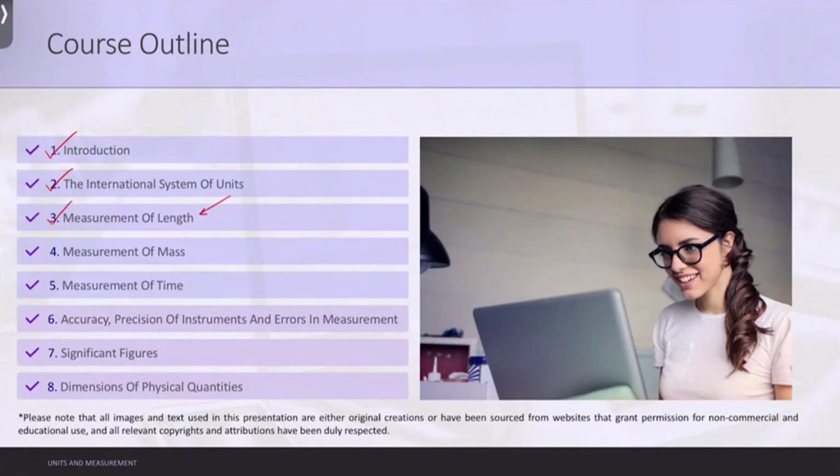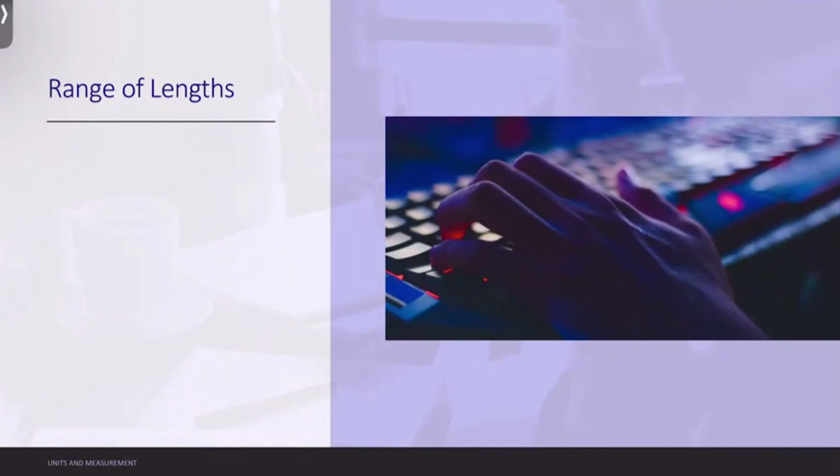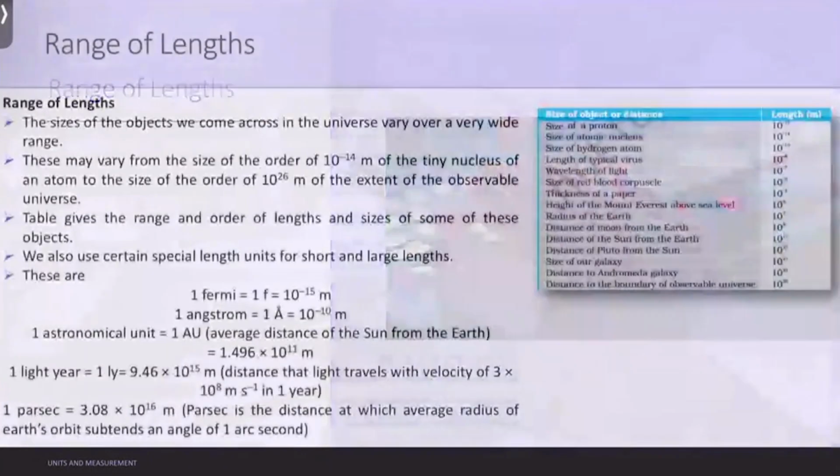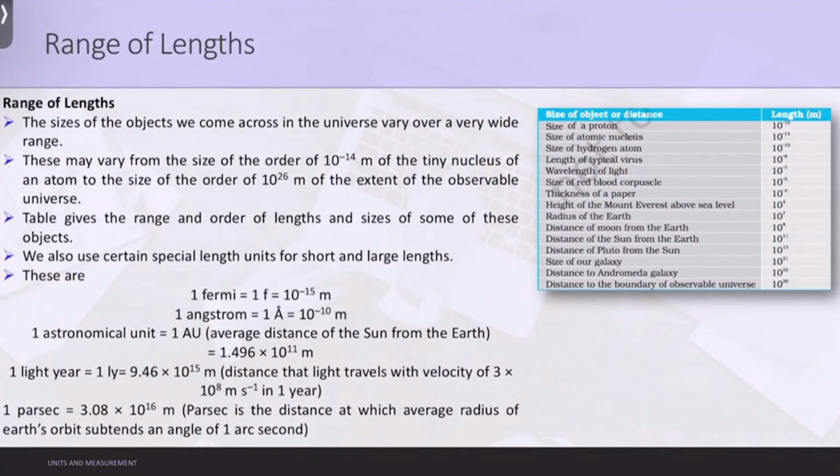So let's complete the discussion for the measurement of length, and then we can move on to the fourth point, that is measurement of mass. Okay, let's move on. So, range of length. What are the ranges of lengths which we need to understand? Small portion only. Let me start.